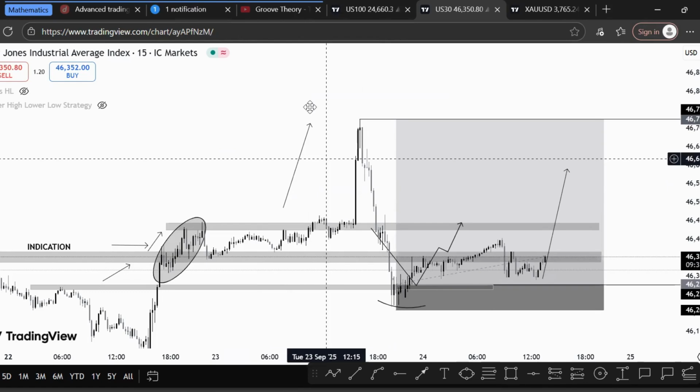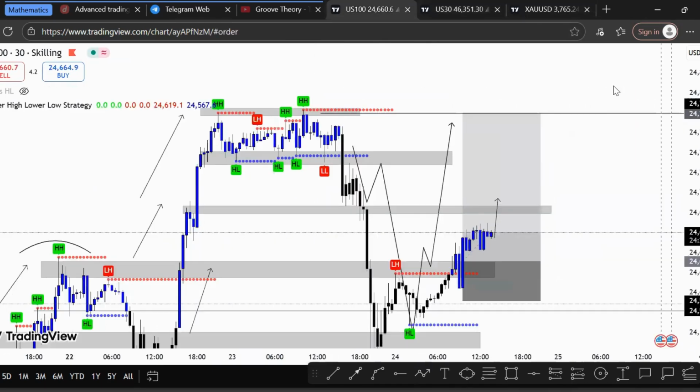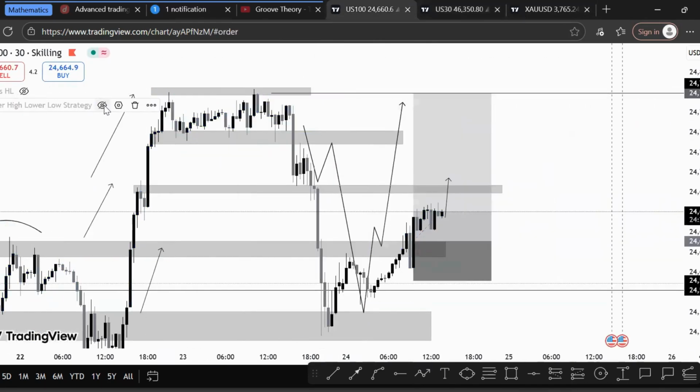So you're applying the ICC overall 360, but you need to start with that top down analysis before you can move to smaller time frames.